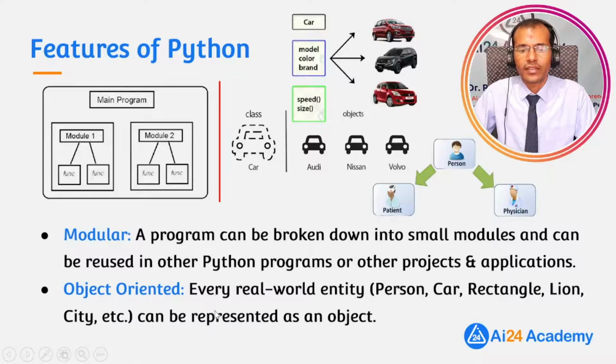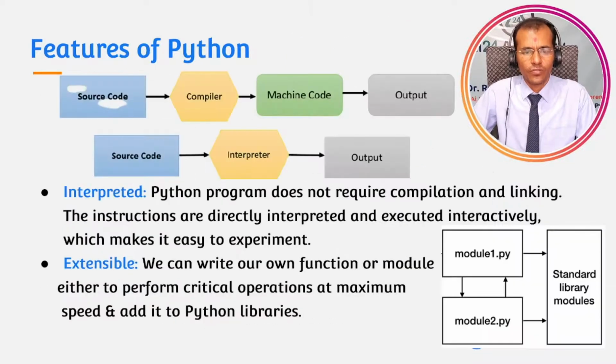So we can define a class within object oriented programming in Python, right? And that class works as a blueprint, and individual objects like Audi, Nissan, Volvo can be created from this class. And in the same way we can represent a person, patient, and physician object in terms of class and object in object oriented programming. We have dedicated sections for modular programming and object oriented programming. We will learn in detail what modular programming and object oriented programming features are, in depth in these particular sections.